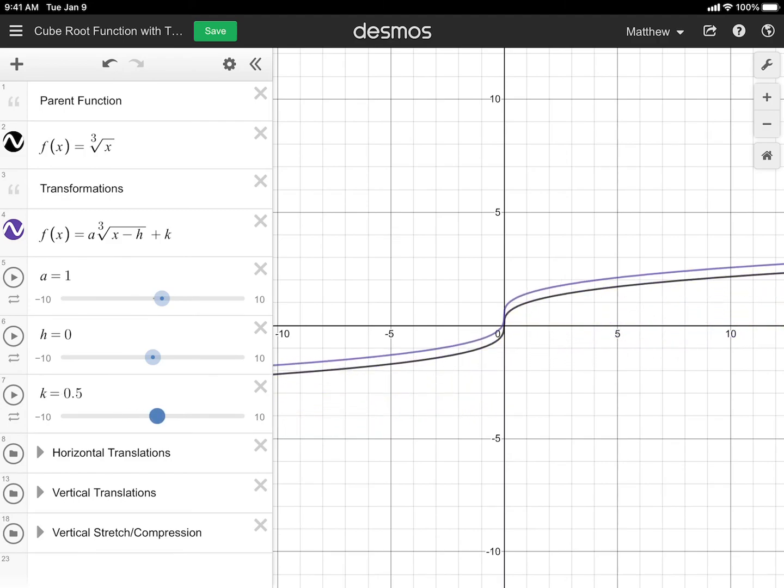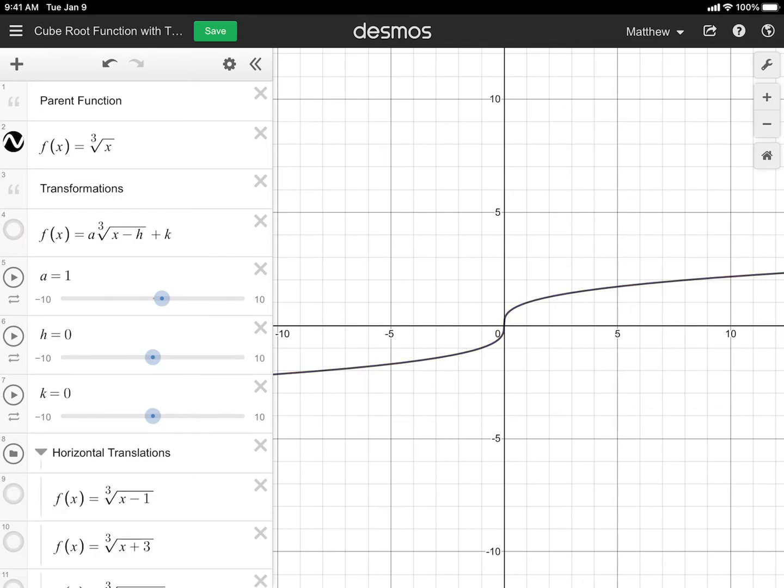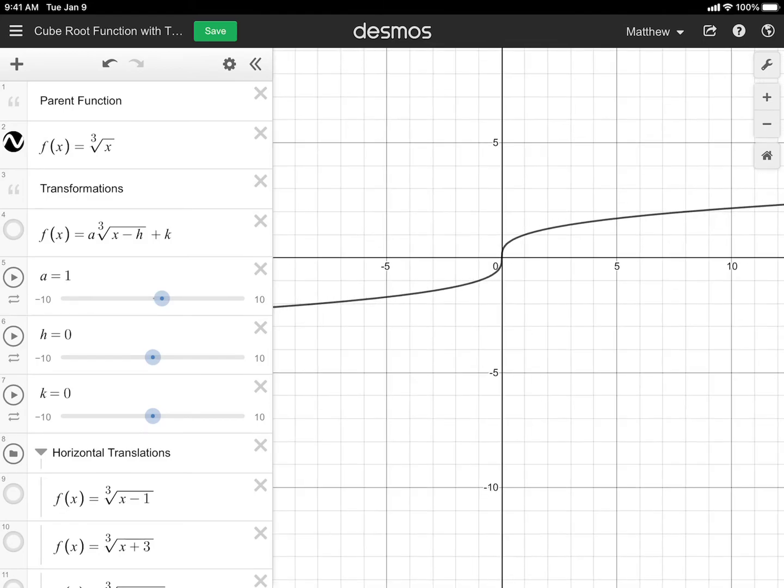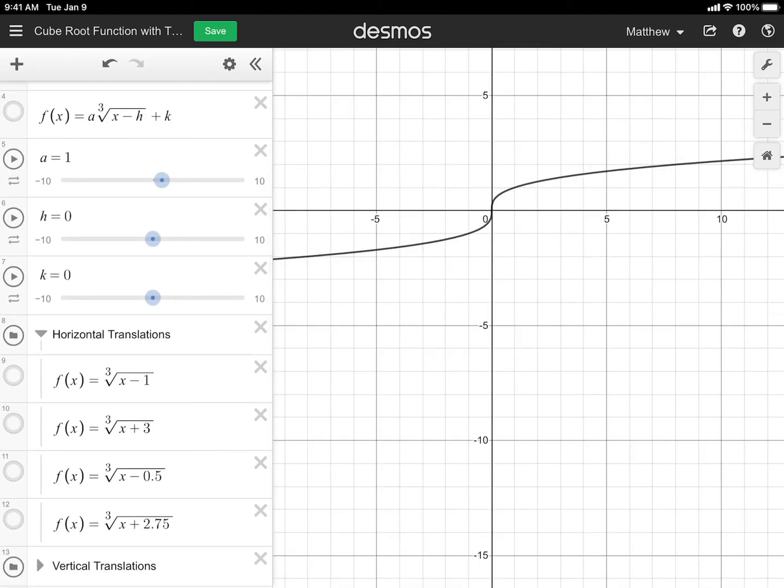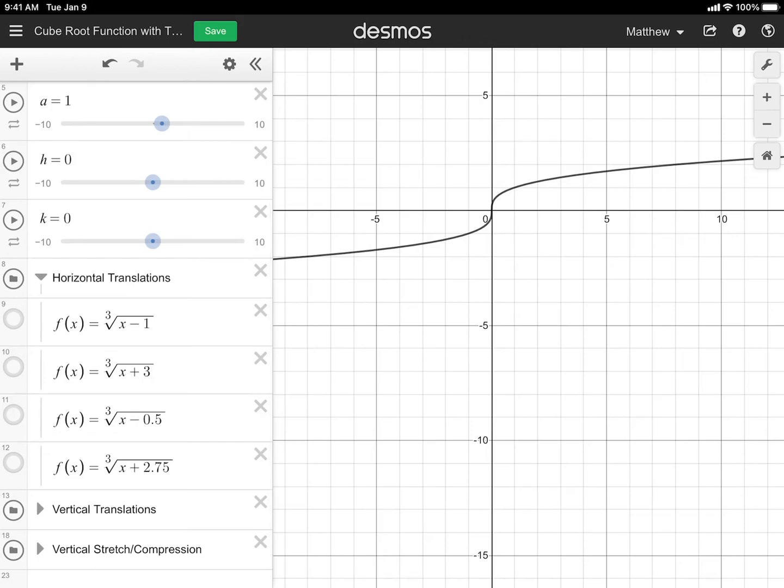Okay? So just to give you some examples, if I do some horizontal translation, let's talk about the first one. Where do you think my graph is going to go for cubed root of x minus 1? Is it going to go to the left? Is it going to go to the right? And how many units? What do you guys think?